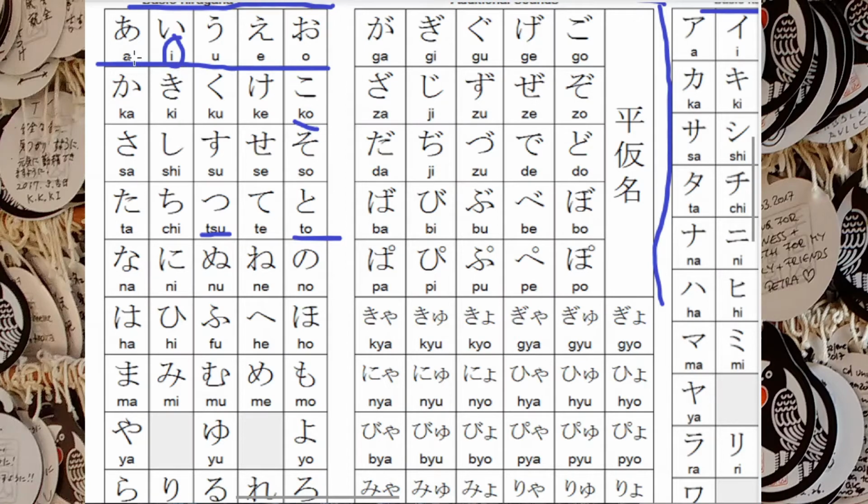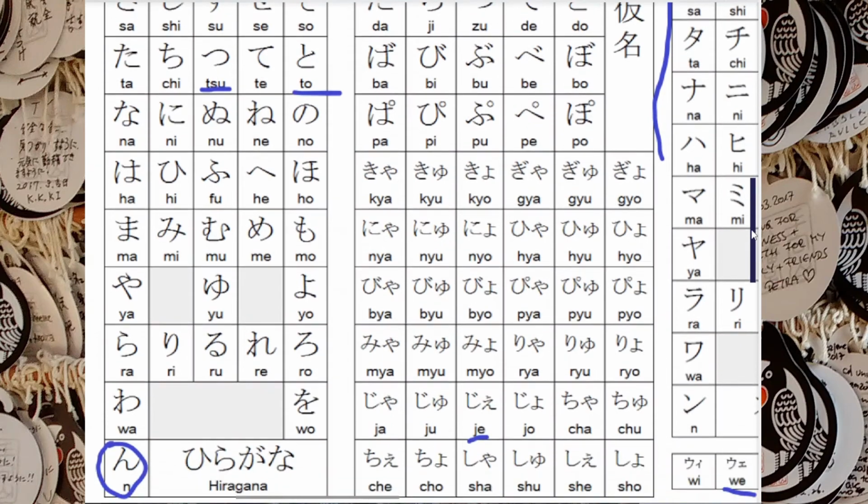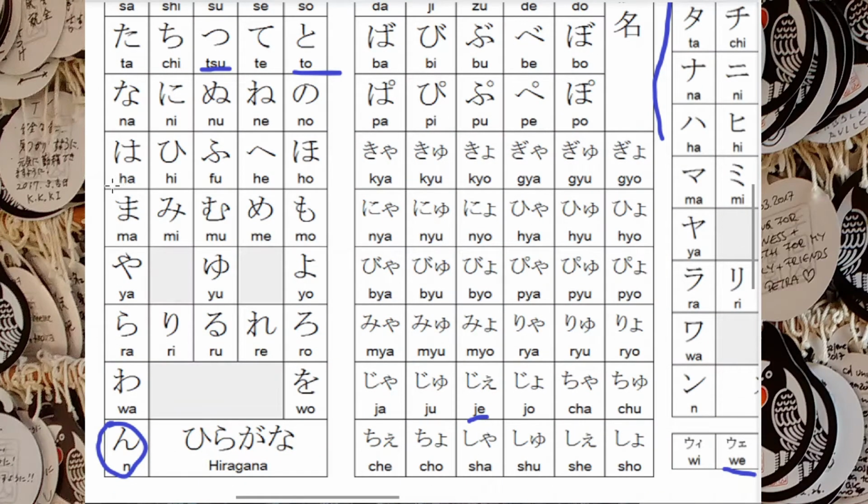up. So starting from the very top: a, i, u, e, o, ka, ki, ku, ke, ko, sa, shi, su, se, so, ta, chi, tsu, te, to, n, ni, nu, ne, no. I'm trying to scroll my mouse wheel, it's zooming out instead. Ha, hi, hu, he, ho, ma, mi, mu, me, mo, ya, yu, yo, ra, ri, ru, re, ro, wa.